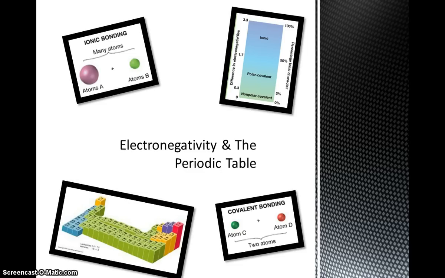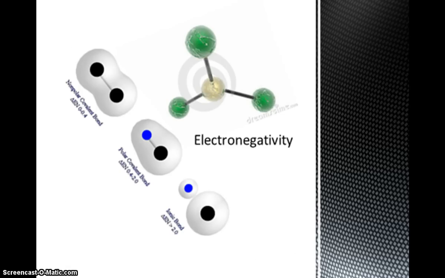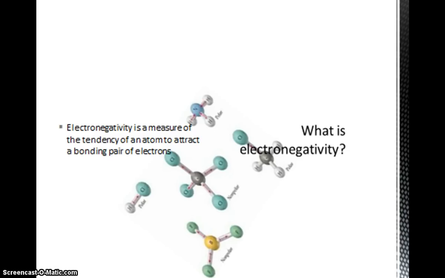Okay, class, this is March 6, and we're starting to learn about electronegativity, what it is, and what some examples are. Electronegativity is a measure of the tendency of an atom to attract bonding pairs of electrons.